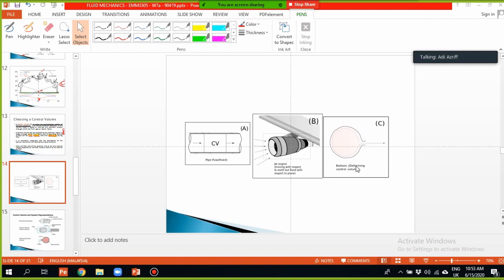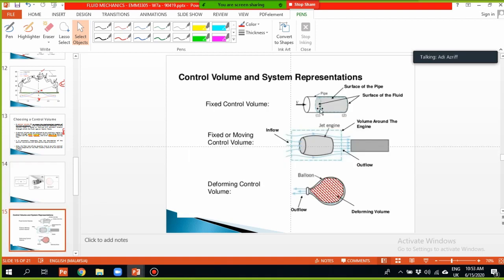So this one is deforming control volume. For example, this is the fixed control volume. Now as an example, the flow in a pipe is a fixed control volume, which means the control volume remains in this region of the pipe, the size of the pipe. This area we call the surface of the pipe. Inside is the fluid; number one is the beginning of the surface of fluid, and number two is the end of the surface of fluid. So this type we call a fixed control volume.